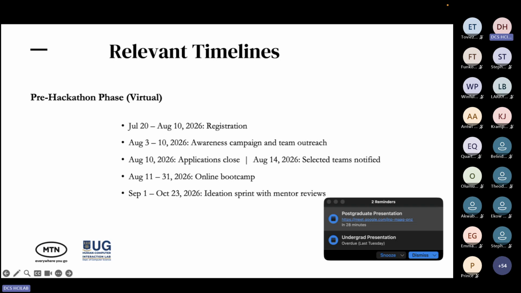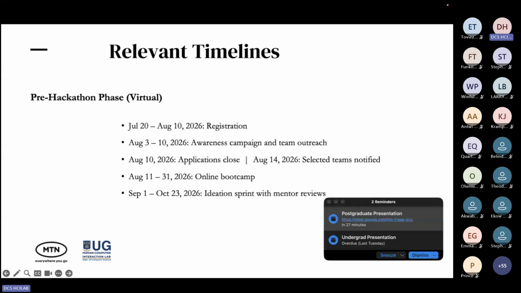It started on the 20th of July, and registration would close on the 10th of this month of August. While the registrations are ongoing, we are also having the awareness campaign, which is what we are having today, and that is also supposed to end on the 10th. When the application deadline closes, we would evaluate all the submissions, and selected teams will be notified on the 14th of August.